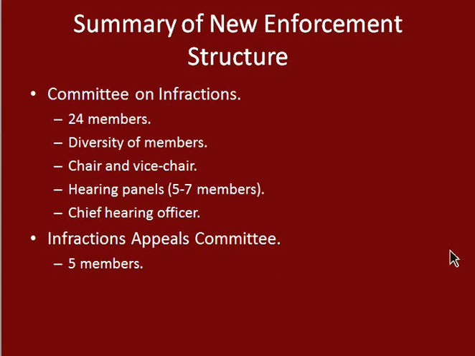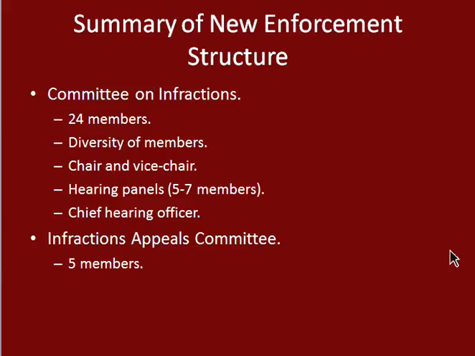What the new structure also does is increase the size of the Committee on Infractions, the Division I Committee on Infractions, from 10 to 24 members. Some of those new members are going to reflect greater diversity of the membership. You're going to have presidents, former coaches, and compliance administrators on the panel on the full Committee on Infractions.